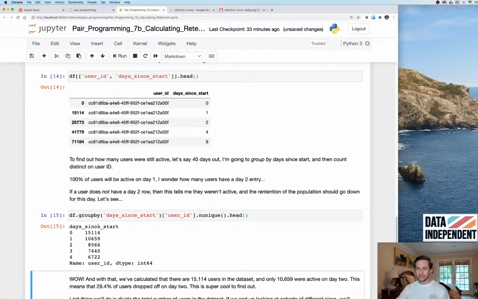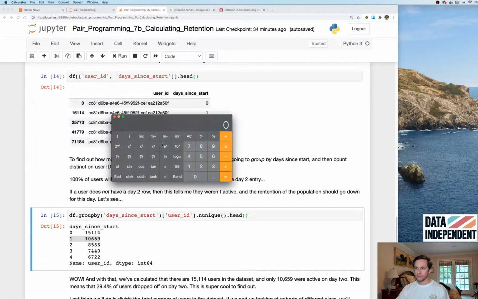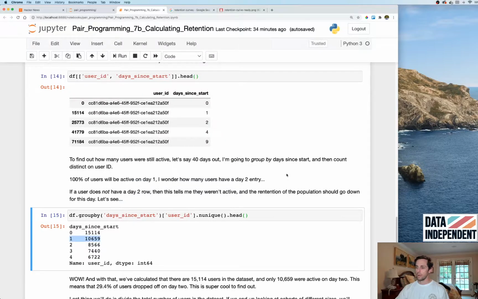What we see here is that we had 15,000 users, which is the same number that we had above, but there were only 10,000 people active on the next day, which is really interesting. Let's do some quick mental math here, and by mental, I mean on the computer. We'll do basically 10,000 divided by 15,000. So only 70% of people were active the next day. Interesting.